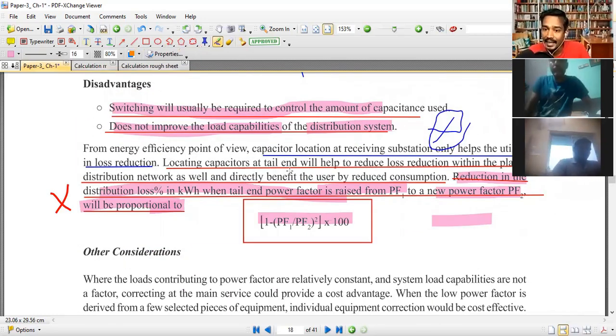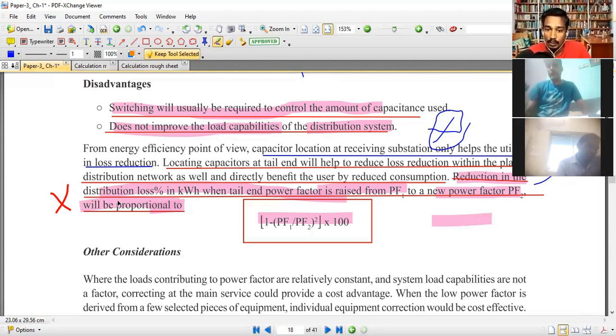Locating the capacitor at the tail end reduces the losses within the plant. Then they plan to invest in the capacitor to reduce the distribution losses, and directly it reduces kilowatt hours and also reduces losses. This is the formula: reduction in the distribution loss as a percentage of kilowatts when the tail end power factor is raised from power factor 1 to power factor 2.